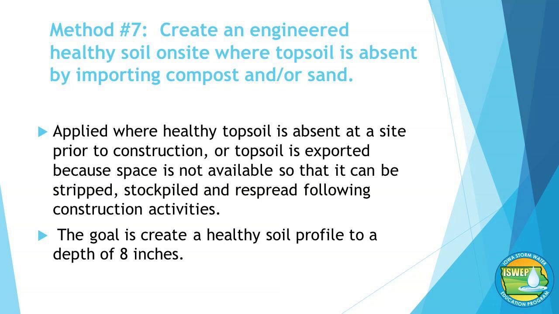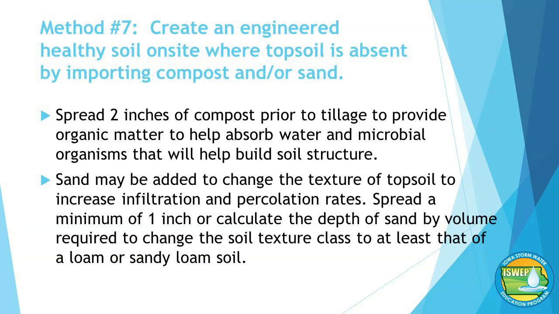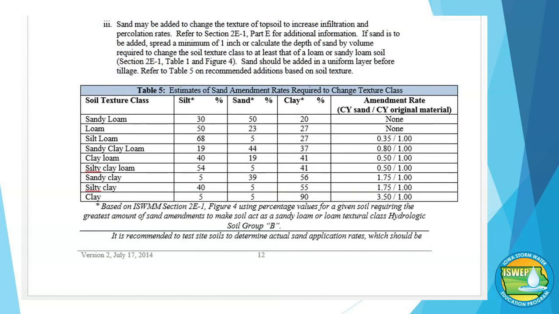Method 7 is you're going to create an engineered healthy soil on site where topsoil is absent. So your goal is to create this healthy 8 inches of soil. This can be a combination of compost and/or sand, and there is guidance on that. So you would spread 2 inches of compost prior to tillage. You get that wonderful organic matter content, and then you may have to amend with sand if you had a heavier clay soil. So you have some nice options there.